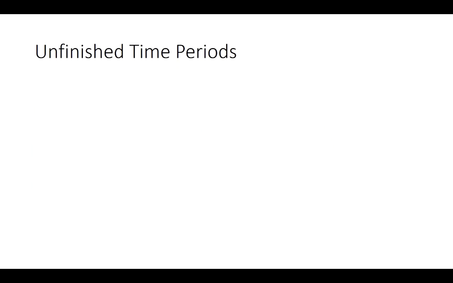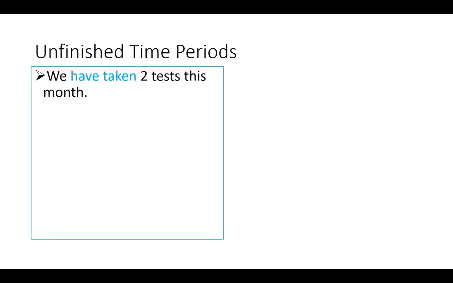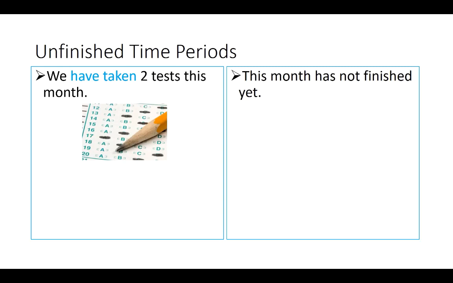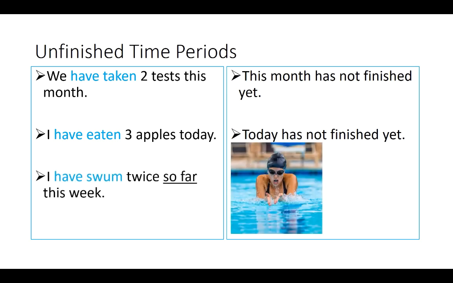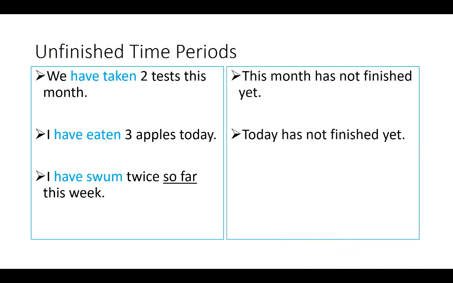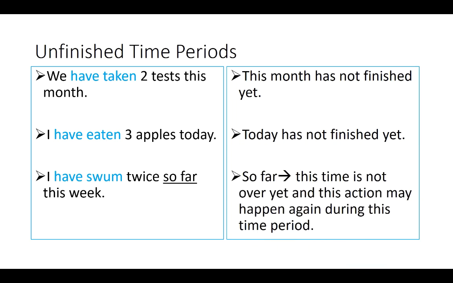We can also use present perfect tense with unfinished time periods. For example, we have taken 2 tests this month. In this case, the month has not finished yet. I have eaten 3 apples today. In this case, today is not over. And finally, I have swum twice so far this week. Notice the phrase so far. This can be used with an unfinished period of time. This implies that I will probably swim again before the week is over.